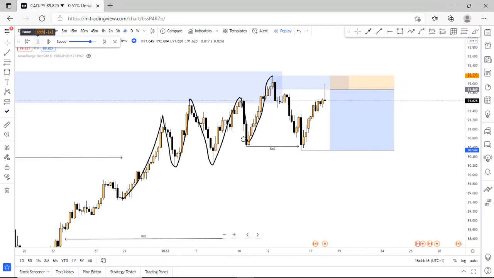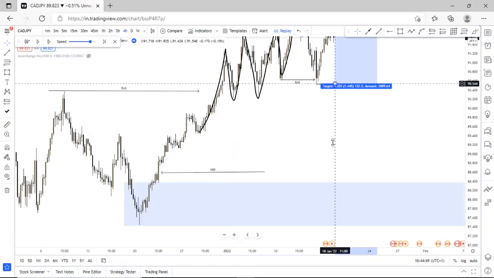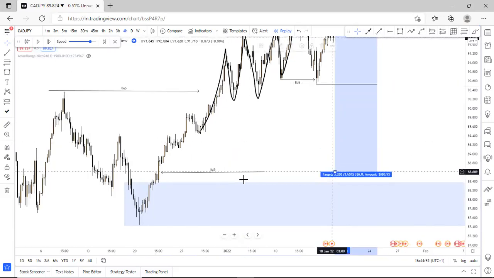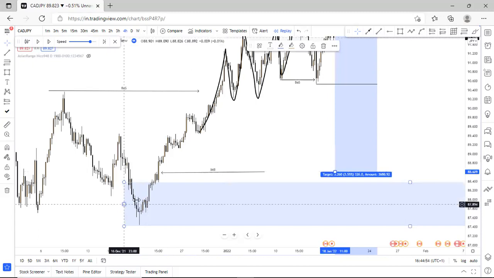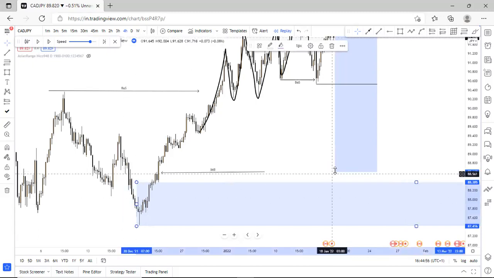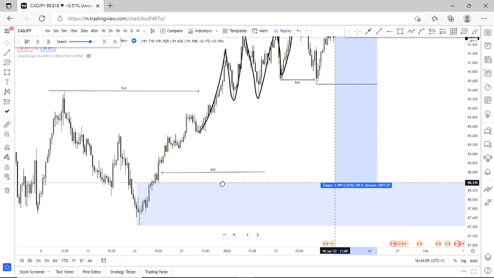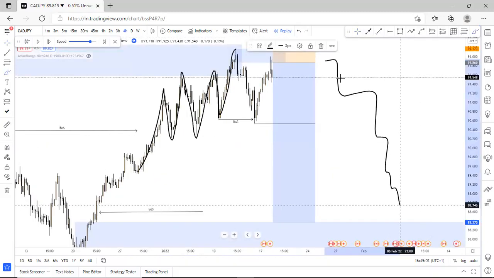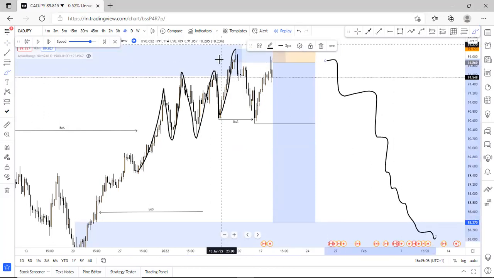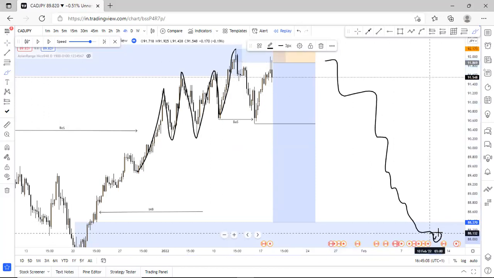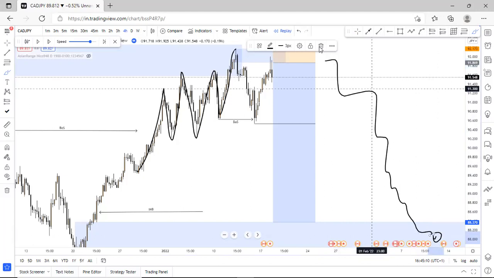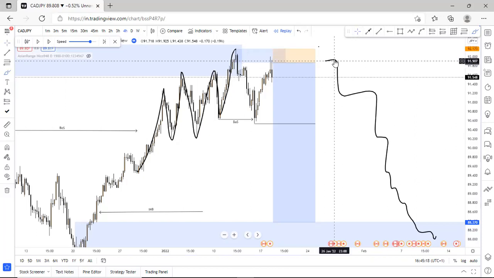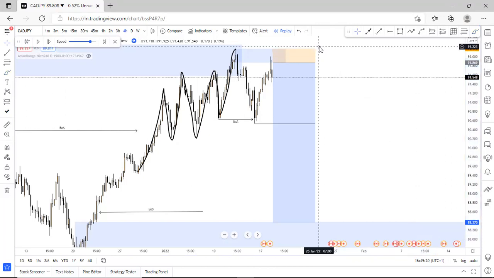But overall, we know that price has the potential to come down to this daily demand that we've marked out. But for now, because that will take a long time, as we all know, markets will not just push down in one day from a higher time frame supply to another higher time frame demand. This will take a long time. Okay, so we want to be in and out of the market as a day trader.